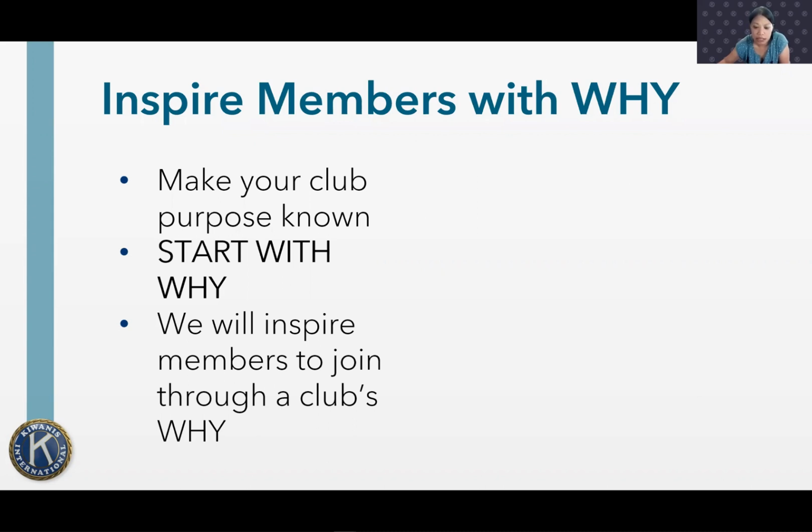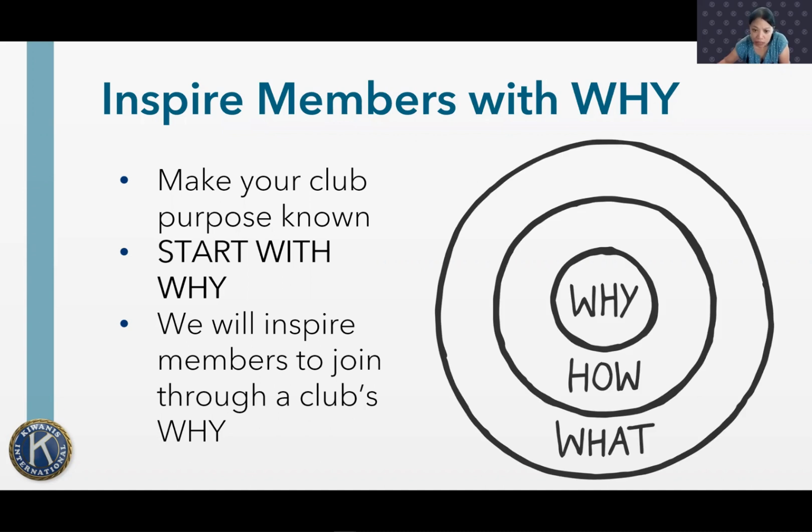So here's the golden circle. Typically, often when we speak to prospects, we may say, Kiwanis is a service organization and we do a lot of fun service projects in the community. Do you want to join us? So basically what we did there was start from the what, the how, and the why. Kiwanis is a service organization. That's what we are. How we do our service is through service projects. But we never really talk about the why. So our communication is normally outside in on this golden circle.